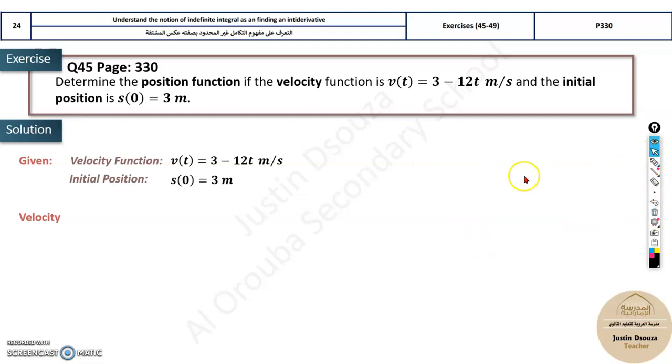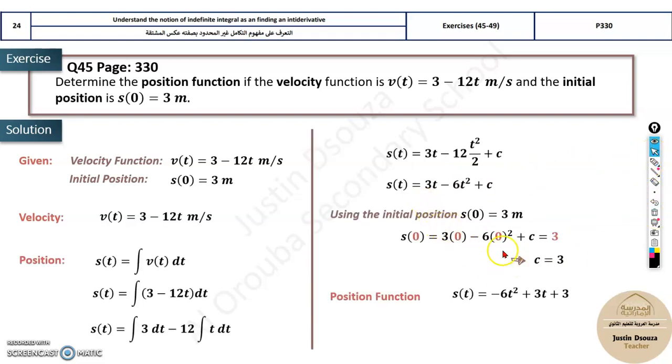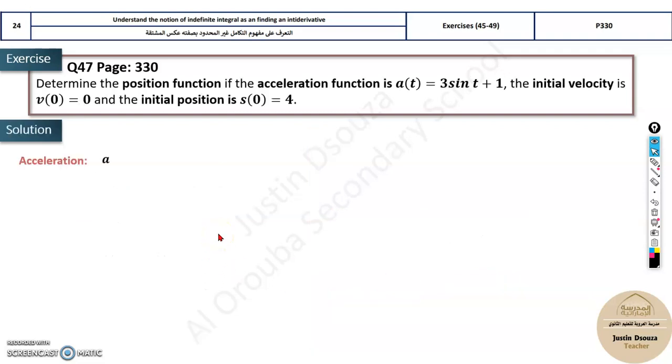Let us see over here. This is the answer. How do we do it? The integral of velocity gives you this answer, 3t minus 6t square plus c. Then what you have to do is substitute the initial position, that is t as 0, and solve for c, because we know the position would be 3, and then we get c is equal to 3, and this is the final answer.